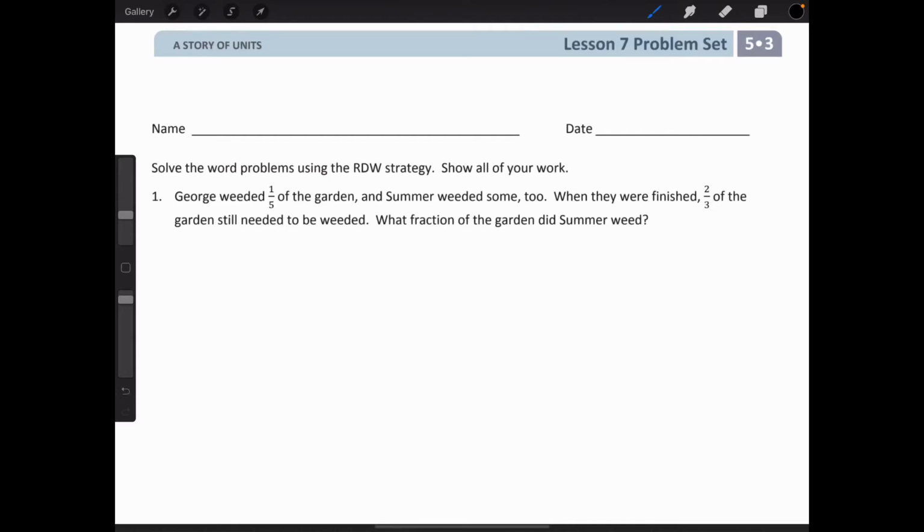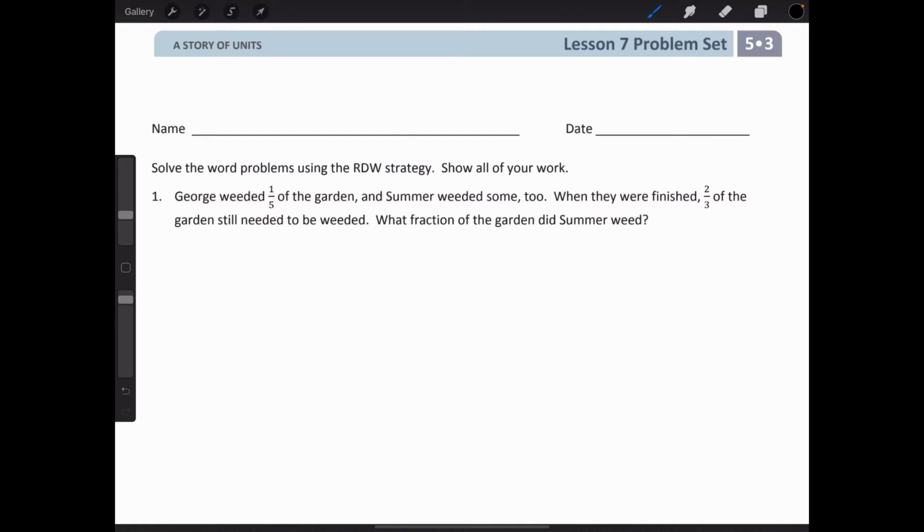All right, we're going to do some problem solving from Eureka. This is Module 3, Lesson 7. George weeded 1/5 of the garden, and Summer weeded some too. When they were finished, 2/3 of the garden still needed to be weeded. What fraction of the garden did Summer weed?